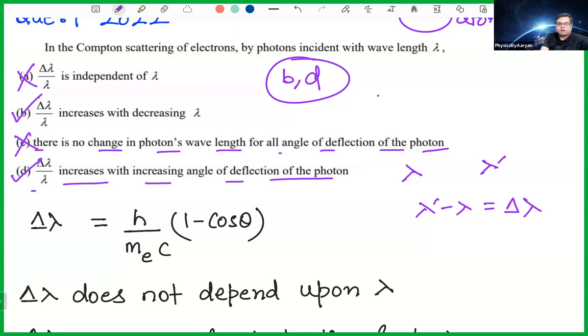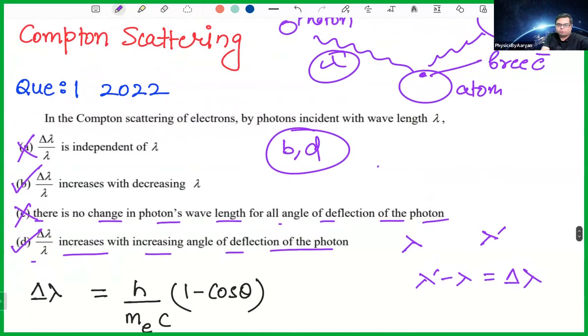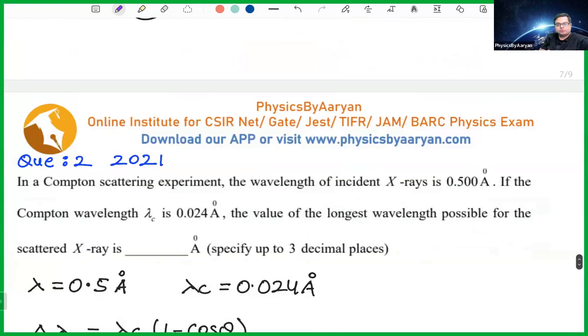Yeah, any query in this one? One more question is there in Compton scattering. Yeah, this question was asked in 2022. The second question was asked in 2021. This was also from the Compton scattering. This was a much easier question.